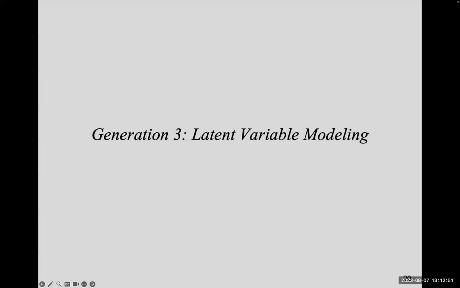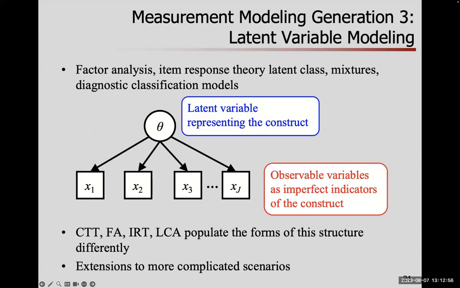Third generation measurement modeling, or psychometrics: latent variables. Here's a little graphical or schematic of a latent variable structure. At the top, generically denoted by theta, is a latent variable representing the construct of inferential interest. And in the rectangles are x1, x2, x3, and so on, representing observed variables. I use circles for unobserved or latent things I don't observe, and boxes or rectangles for things that I do observe, data I collect.